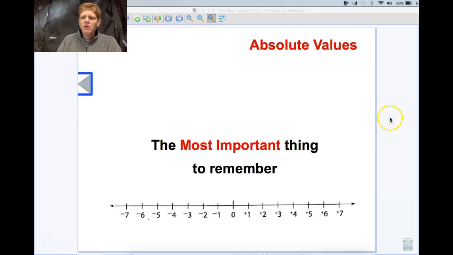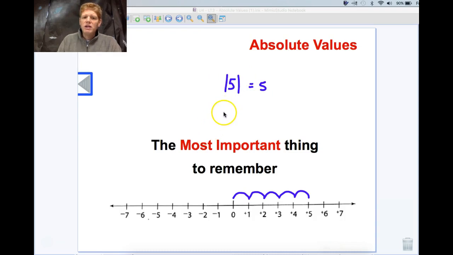What does that mean? Well, let's take an example. Here is the number 5. What is the absolute value of the number 5? Well, it's the distance of the number 5 from 0. So how far from 0 is the number 5? Well, it's 1, 2, 3, 4, 5 spaces from 0. So the absolute value of the number 5 is 5. And we use these symbols to indicate the absolute value.